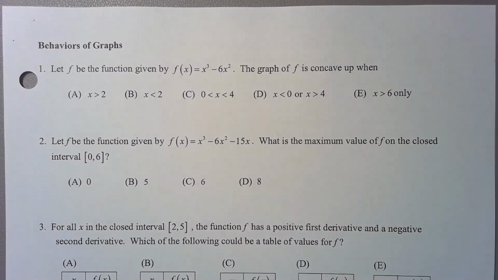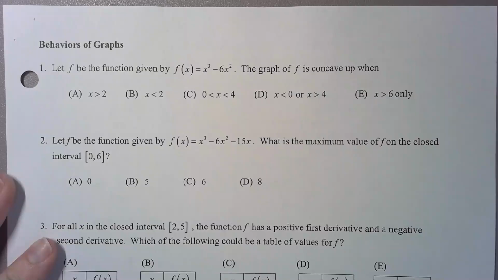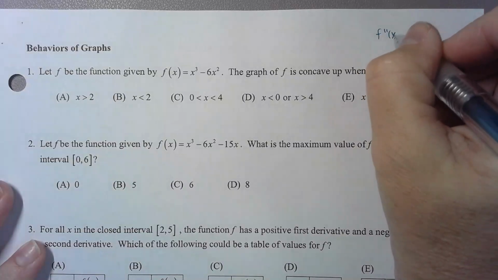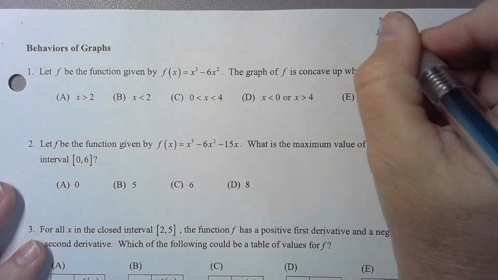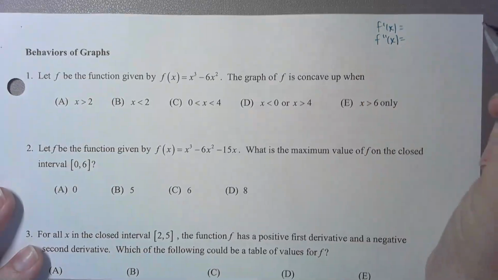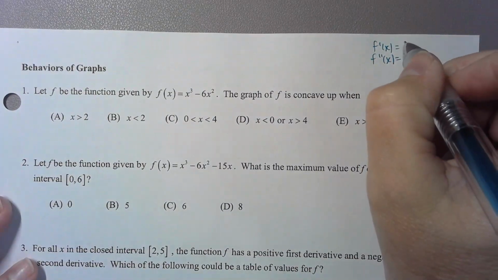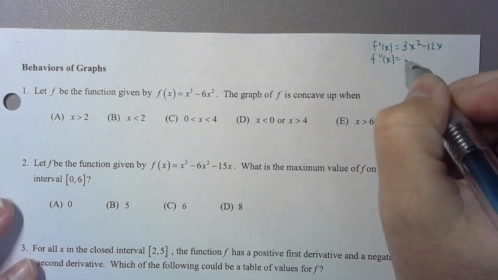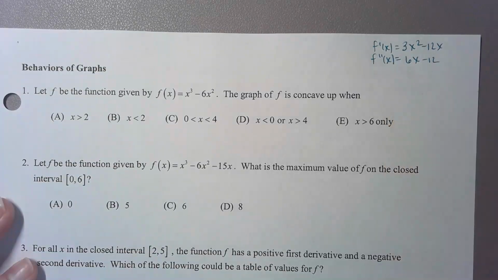So question number 1 is asking us when a graph is concave up. And we know concavity comes from the sign of the second derivative. So I'm going to find the second derivative, which I like. It's nice and straightforward. Whoops, I guess I got to find the first derivative. I got too excited there. So my first derivative is 3x squared minus 12x, and my second derivative is 6x minus 12.